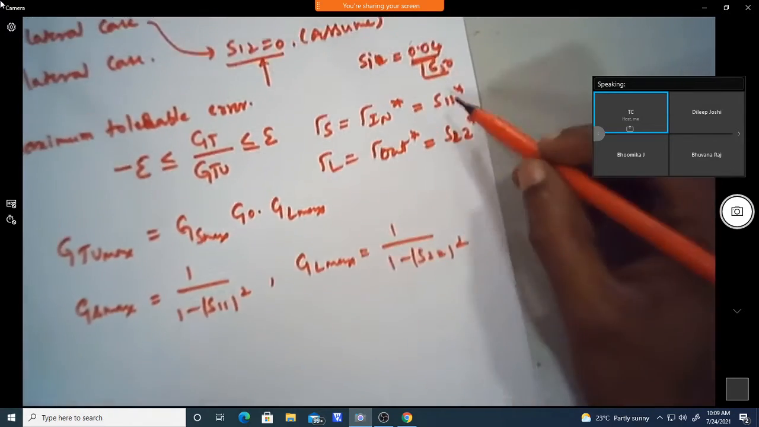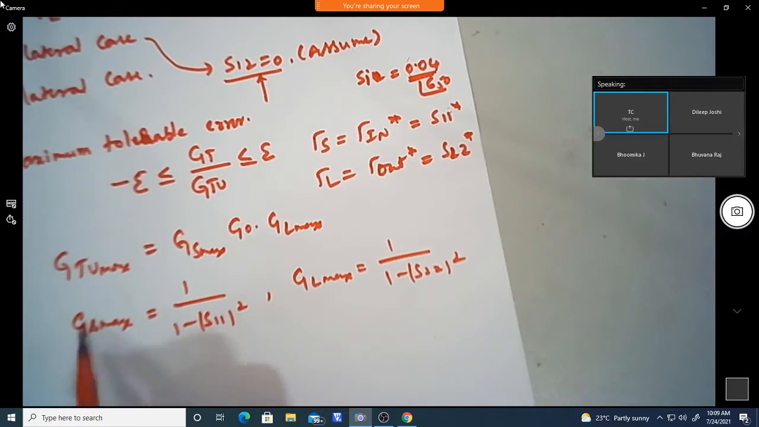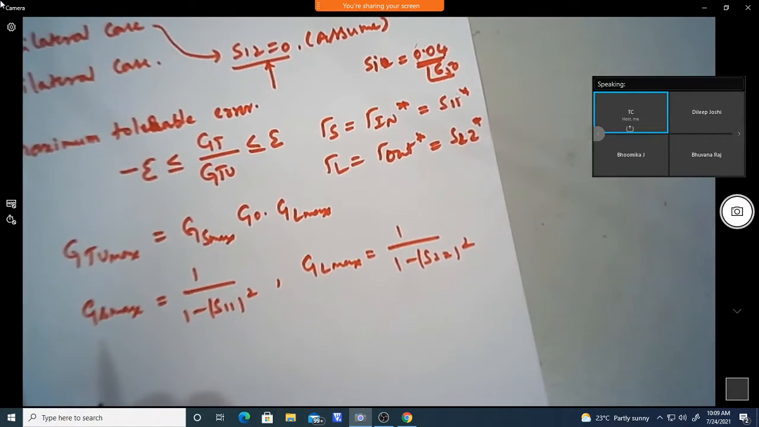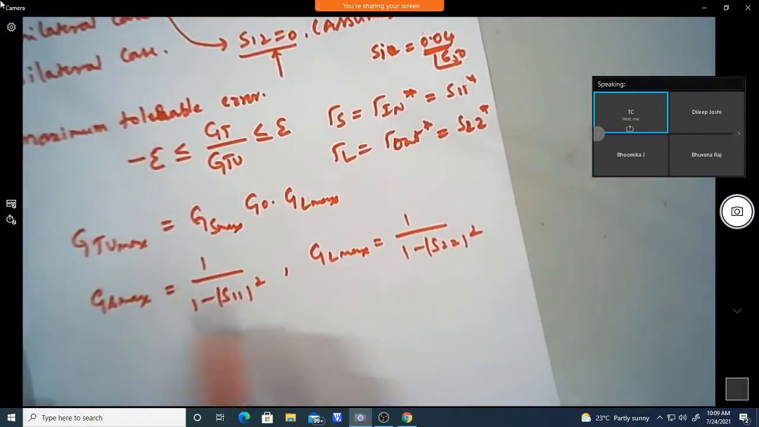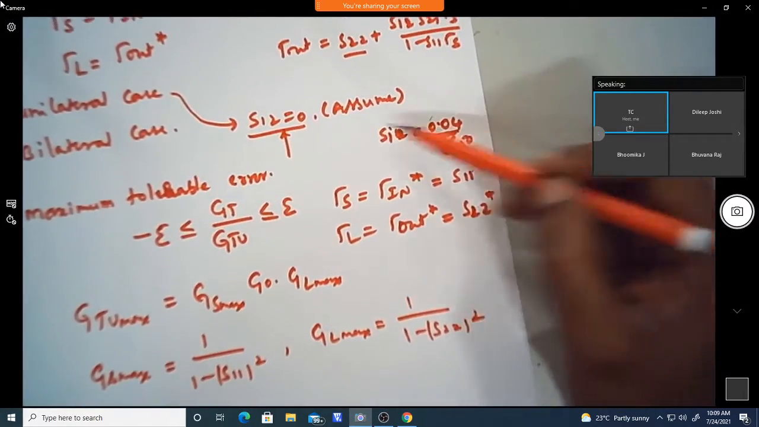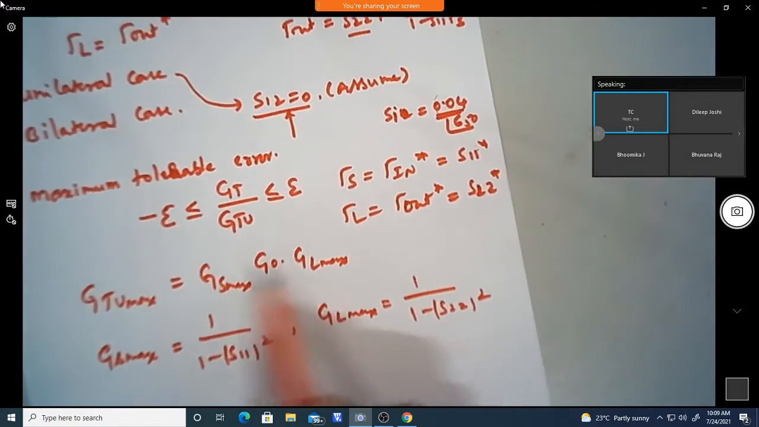So now by taking these S11 and S22 values, we can find out the maximum value of the gain. This is a unilateral case, where we are assuming S12 is 0 and we are calculating the error and also the gain.